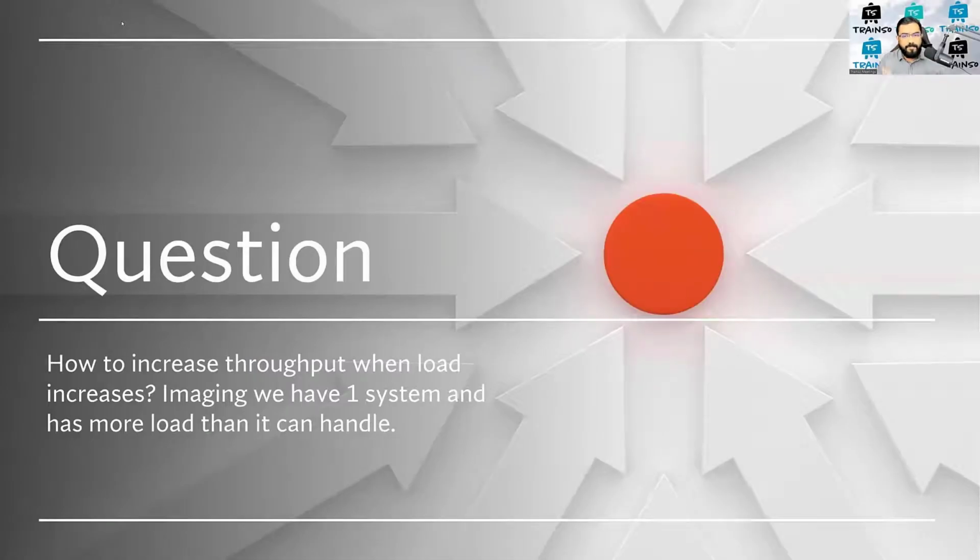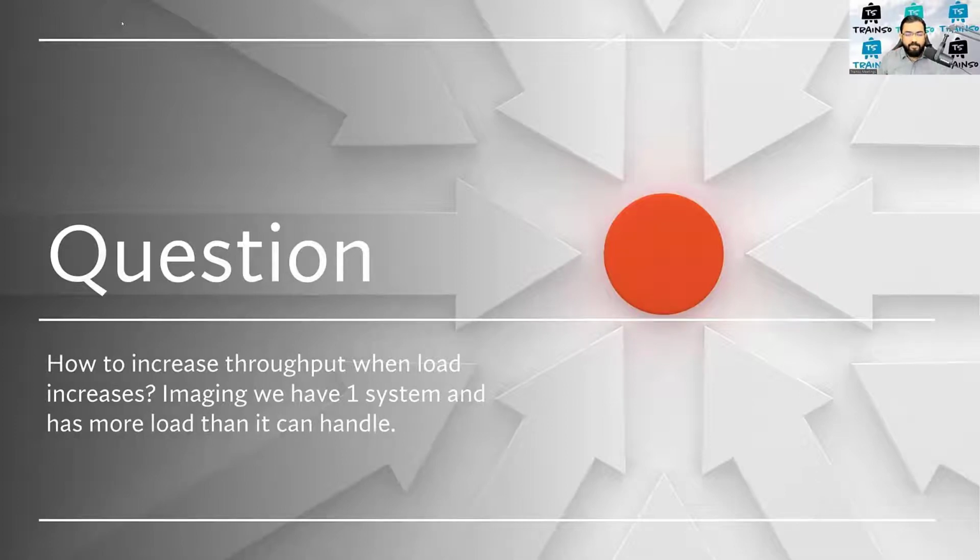Coming back from security into performance. So imagine that I have a server and the server is getting a lot of load. So what are the options available for me? How to increase throughput when load increases? I can do something like this, or I can do something like this. Okay, we have discussed, right? Scaling up, scaling out, vertical scaling, horizontal scaling.